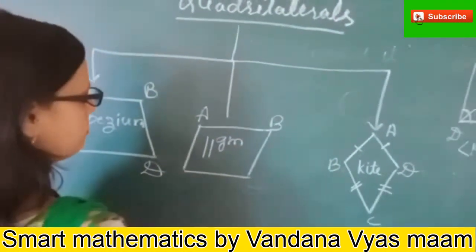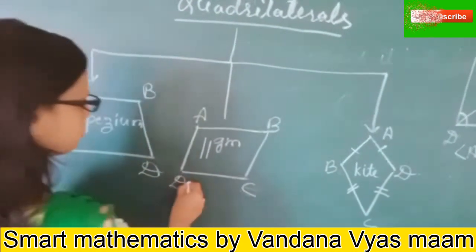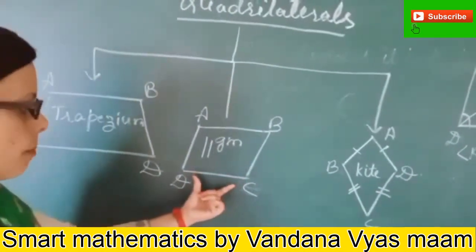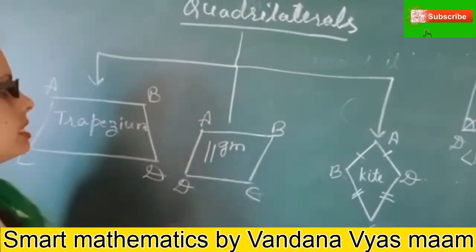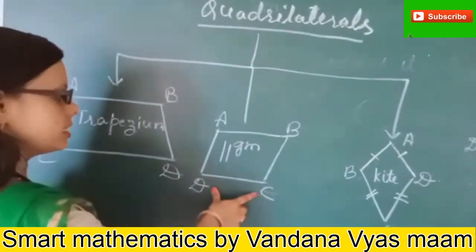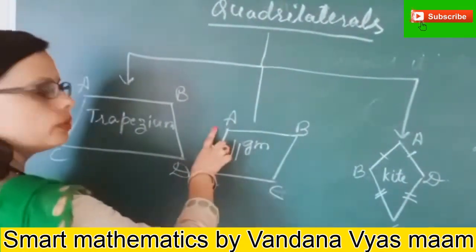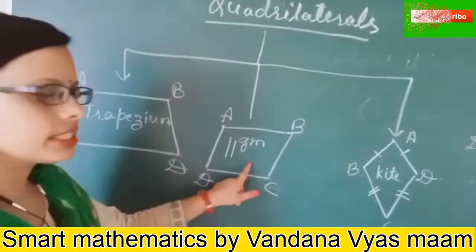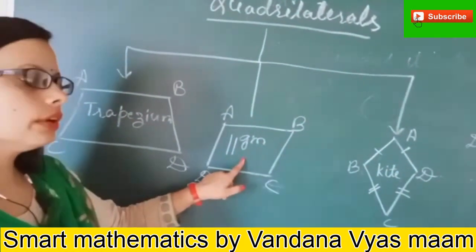Now second is parallelogram. What is a parallelogram? In a parallelogram, both the pairs of opposite sides are parallel. Means AB is parallel to CD and BC is parallel to AD. That type of quadrilateral is called a parallelogram.